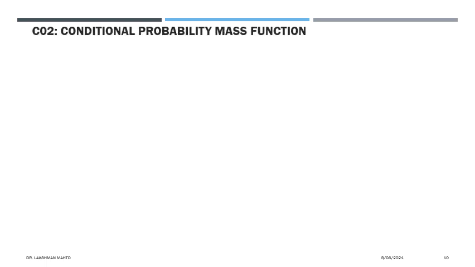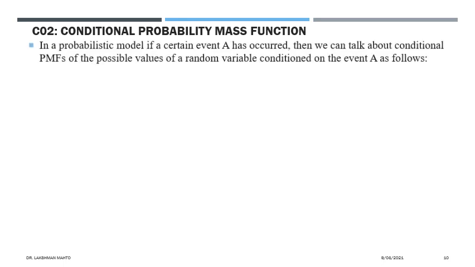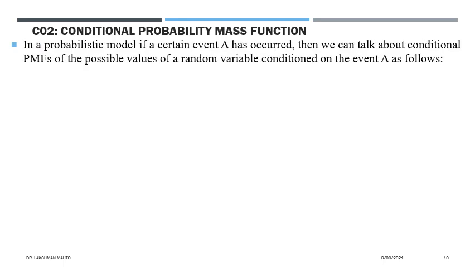Now we are going further. I will here introduce the conditional probability mass function. It is implied from conditional probability. In a probabilistic model, if a certain event has occurred, that means we have already seen the happening of A, then we can talk about the conditional probability mass function of the possible values of a random variable that has been conditioned by the observed event A.